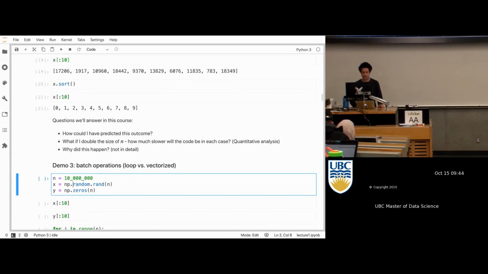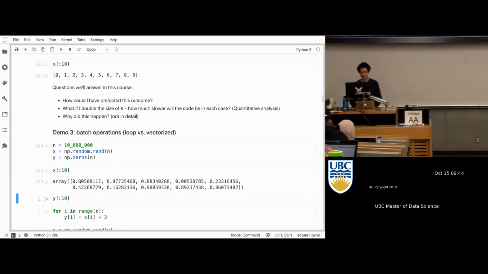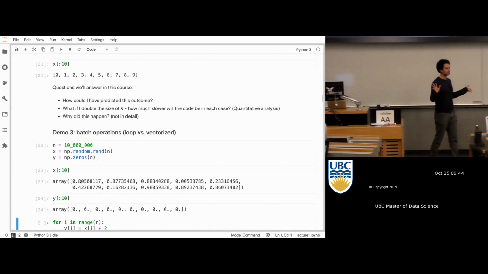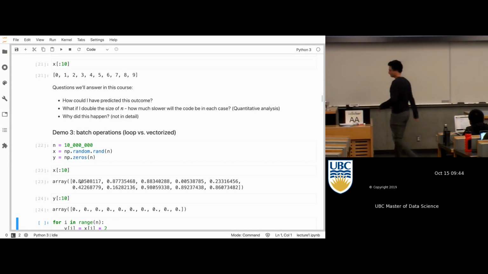N is 10 million. We make some random numbers in x, we make y a bunch of zeros. So here's the first 10 elements of x. Here's the first 10 elements of y. And my goal here is going to be to just multiply x by 2. That's it. That's my goal. X is a big NumPy array with 10 million numbers in it. I just want to multiply each of those numbers by 2.